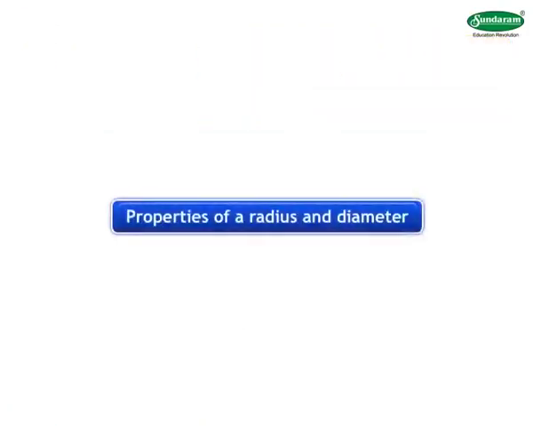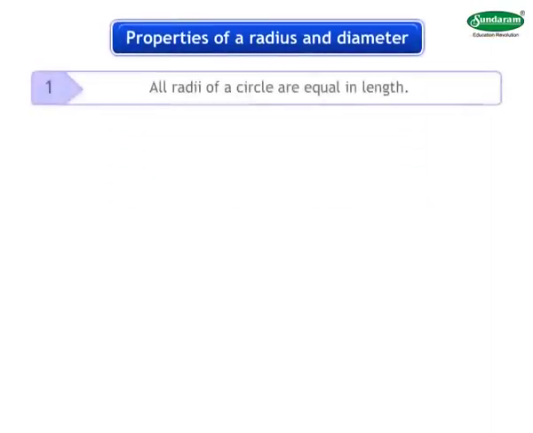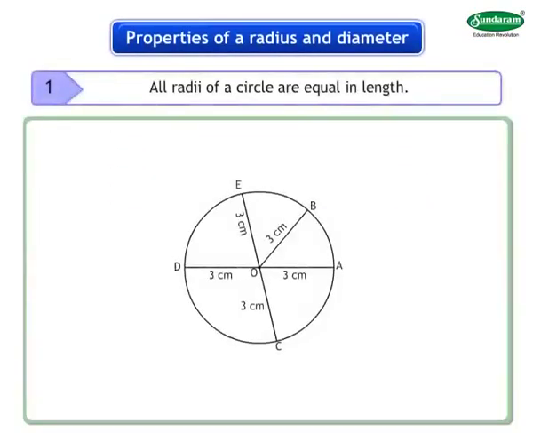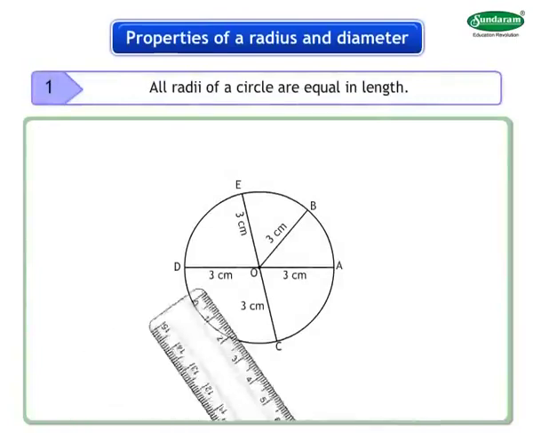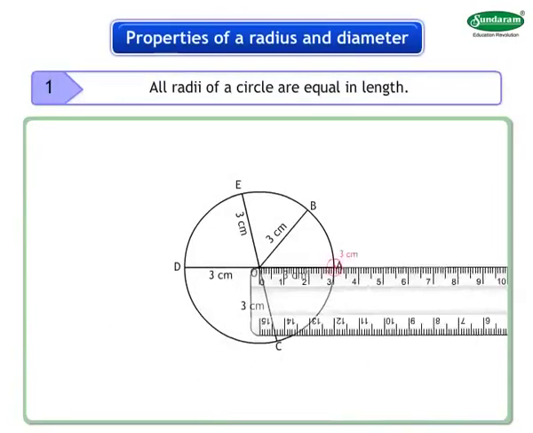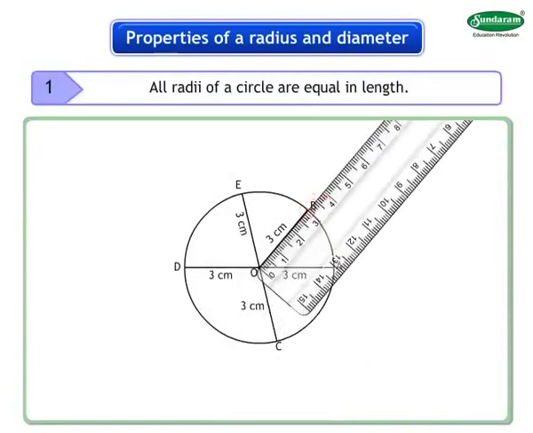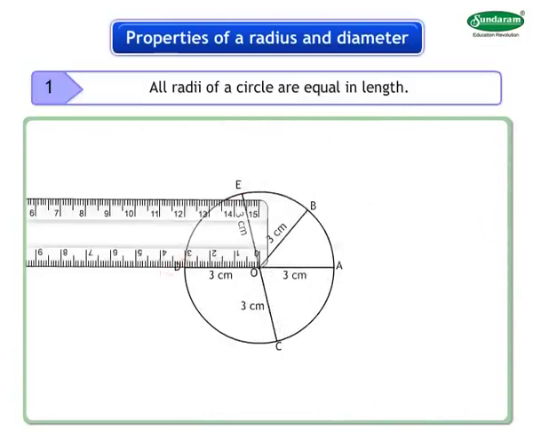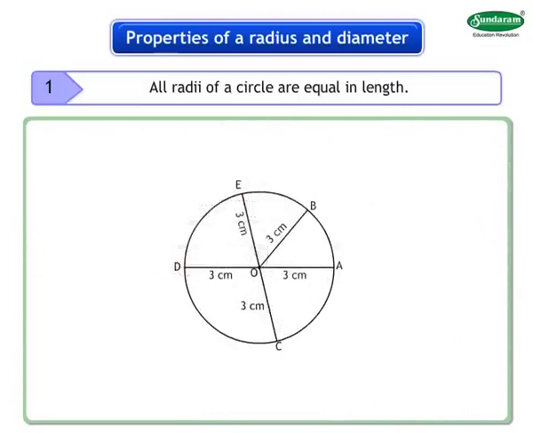Let us now look at the properties of a radius and diameter. Number 1. Draw a circle and draw 4 radii and measure each. You will find measures of all radii are equal in length. Thus, we can say that all radii of a circle are equal in length.